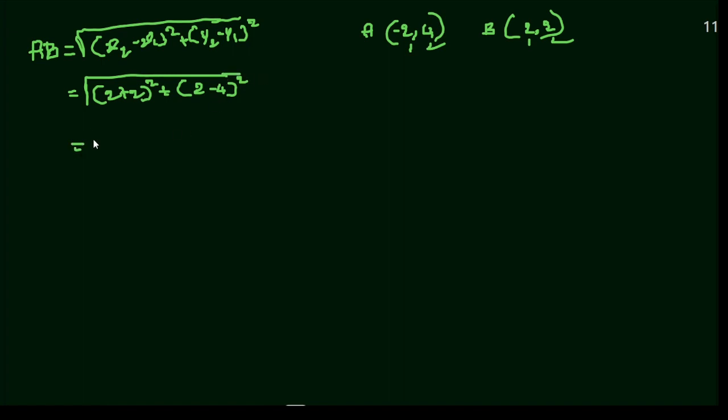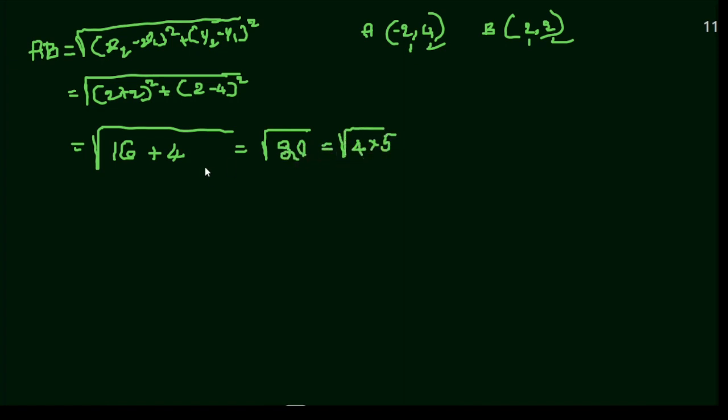Here since it is square, let's see, 2 plus 2, 4 square. So that is 16 plus 2 minus 4, minus 2 whole square, that is 4, right? So this value is root 20. Root 20 can be written as root of 4 into 5, right? If you take 4 outside, then it will become 2 root 5. Got it? This is AB.